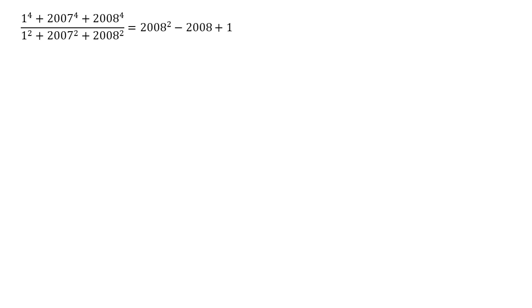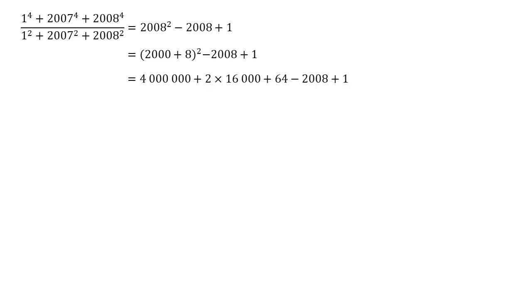If we think of 2008 squared as (2000 plus 8) all squared, we can break the multiplication down a little bit. So we get 2000 squared is 4 million. We get 2 lots of 8 times 2000, so 2 lots of 16,000, plus 8 squared, which is 64, and we've still got that minus 2008 and the plus 1 on the end.